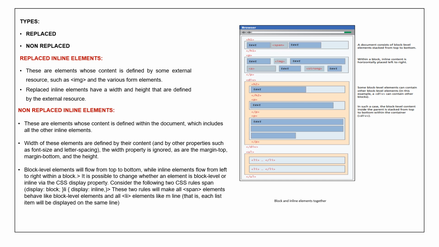A document consists of block level elements stacked from top to bottom. Within a block, inline content is horizontally placed left to right. Some block level elements can contain other block level elements. For example, a div can contain other blocks. In such a case, the block level contents inside the parent are stacked from top to bottom within the container, that is the tag division.